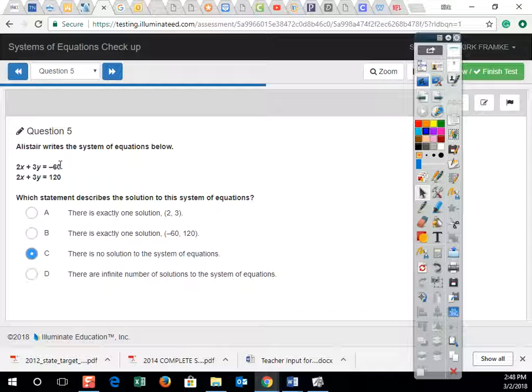Now, if we had the same number here, then we'd have the same equations, we'd have infinite solutions. But we do not have the same number, so it is no solution.